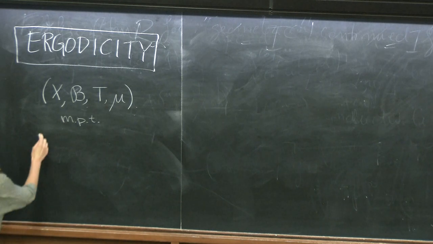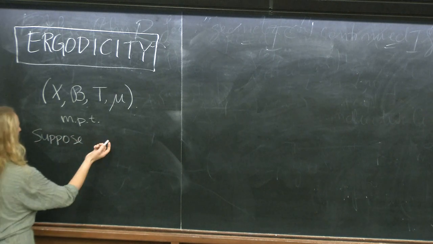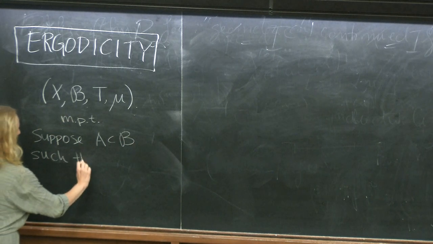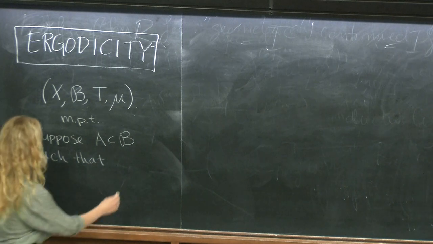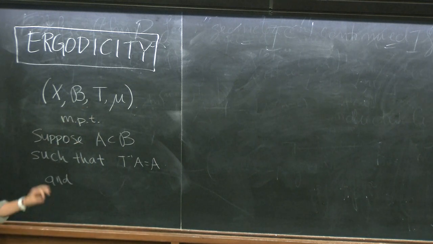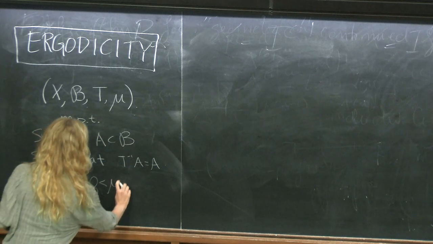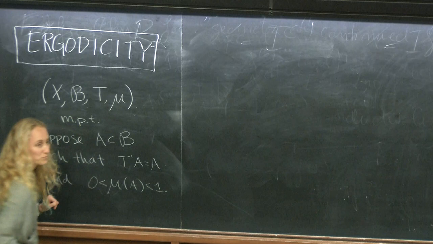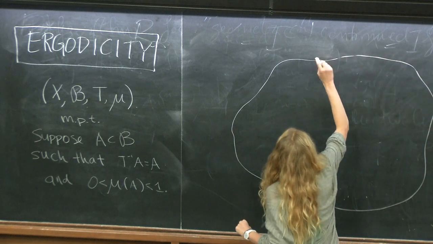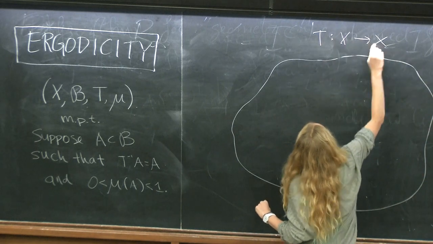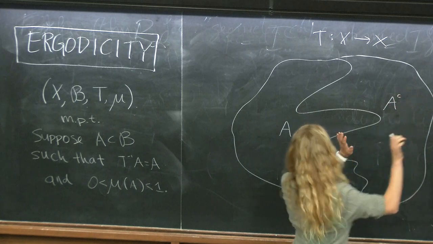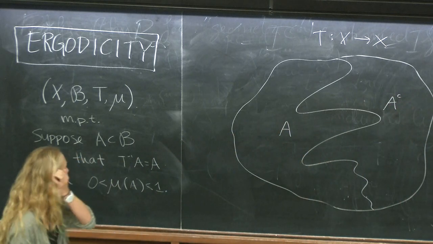So let's suppose there's a set A such that A is a T-invariant set, so such that T inverse of A equals A. And suppose that it has positive measure, but strictly less than 1, so 0 < μ(A) < 1. Okay? X looks something like this. T maps X to X. And let's say I have some set A that's T-invariant. So I can decompose X like A union A complement.